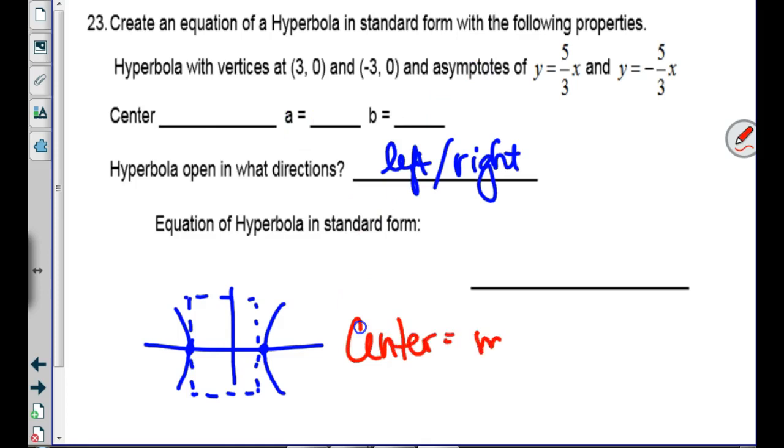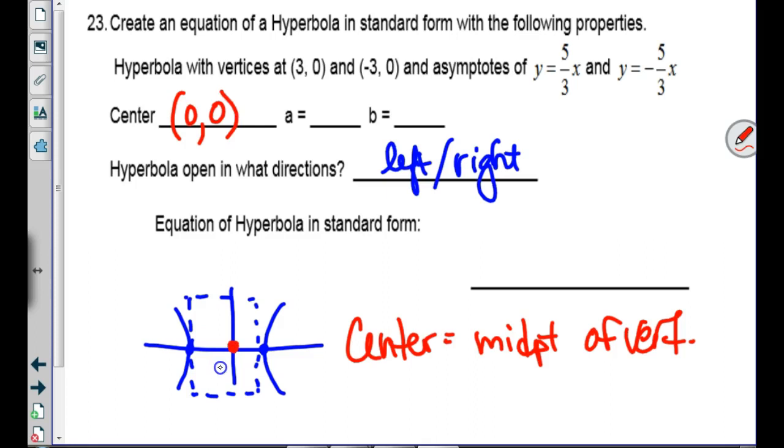How do you find the center? Center equals midpoint of vertices. Does this sound familiar? Yes. If you add those together, you shouldn't have too much trouble here. If you add, you get 0 over 0 and 0. So it's just at 0, 0. Everybody okay? That's the center?